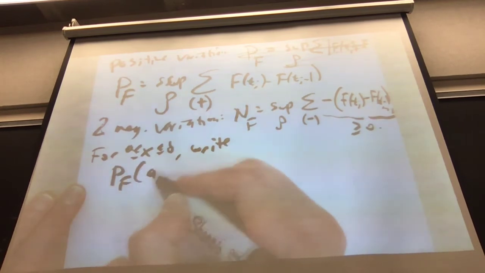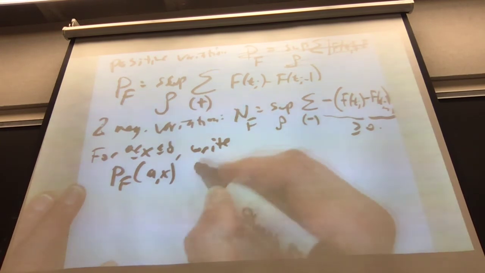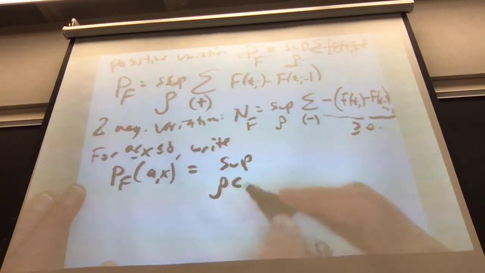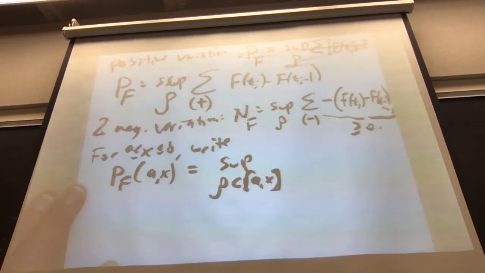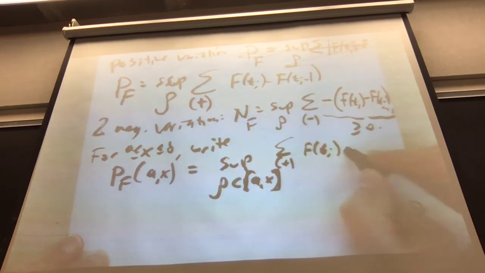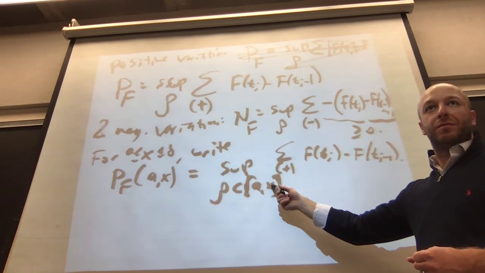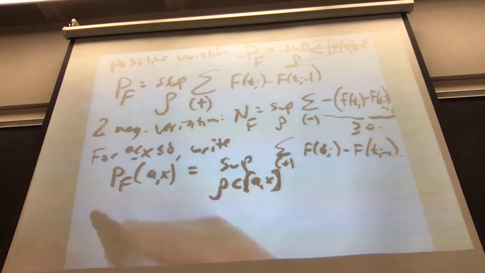PF of a to x for the same supremum, the same supremum over all partitions, not of the entire thing, but just of a to x. In other words, the same quantity. So I'm just restricting. I just want to know what's the positive or negative variation, but only on a piece of the function. So the function restricted to this interval.